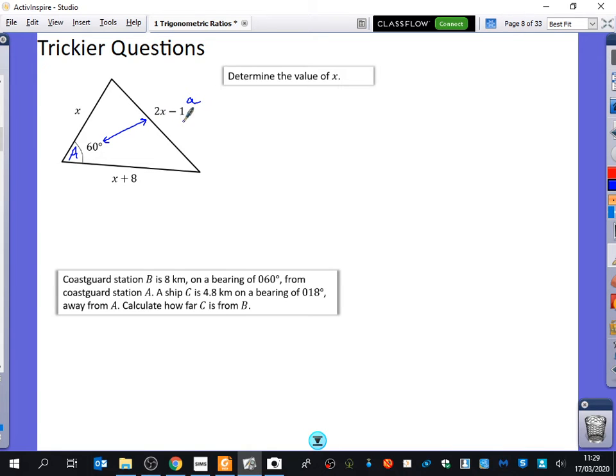I have a squared, which is (2x minus 1) squared, equals these ones squared and added, which is just going to be x squared plus (x plus 8) squared, minus 2 times x, which is b, times (x plus 8), times the cosine of the angle, which is 60.